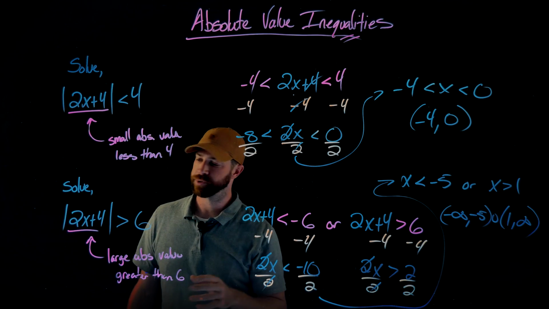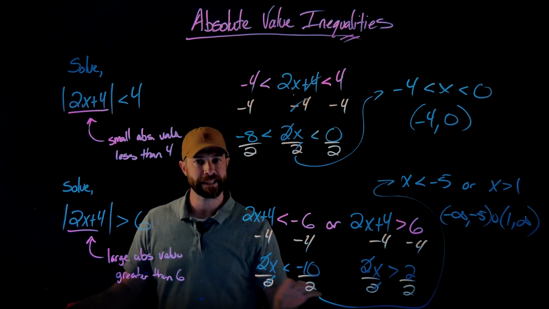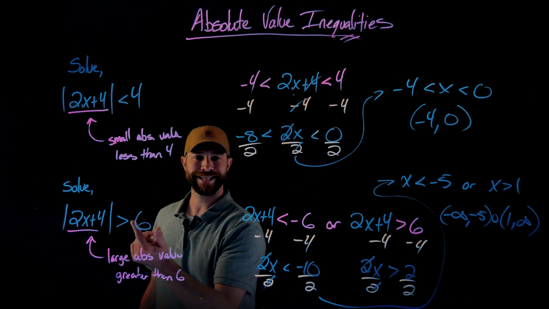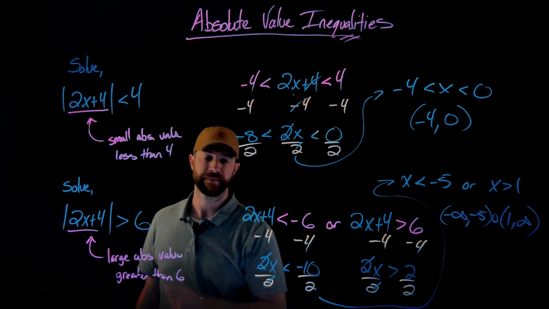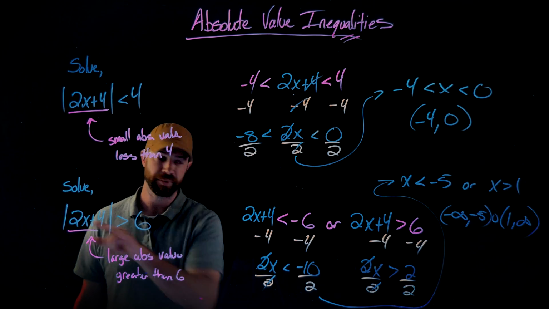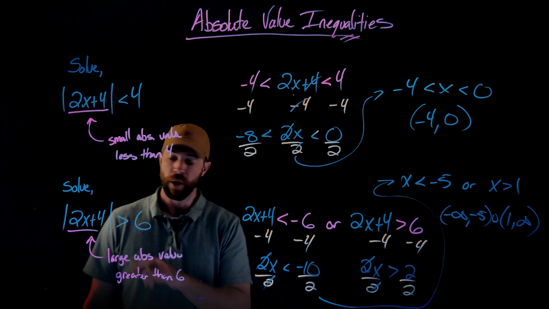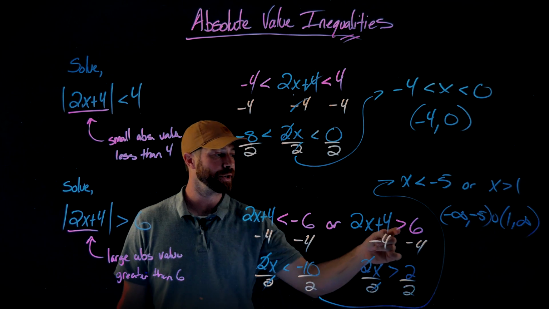For greater than absolute value inequalities, we're always going to get these disjoint sets that are less than the negative and greater than the positive values of this constant right here, where this 2x plus 4 is less than negative 6, or the 2x plus 4 is greater than 6.